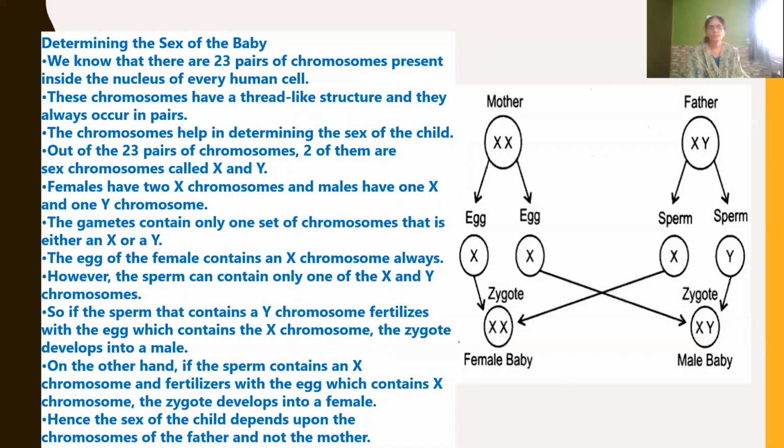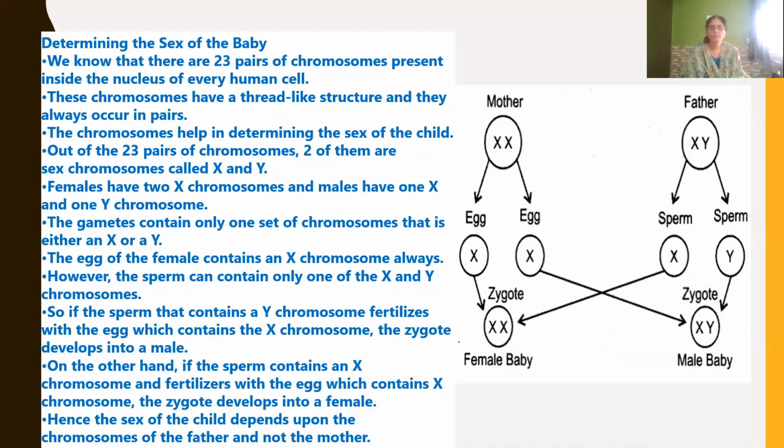Again, let us discuss how the sex of the baby is determined. 23 pairs of chromosomes are present inside the nucleus of every human cell. These chromosomes are thread-like structures. They are always present in pairs, that is, pairs means 2. The chromosomes help in determining the sex of the child.